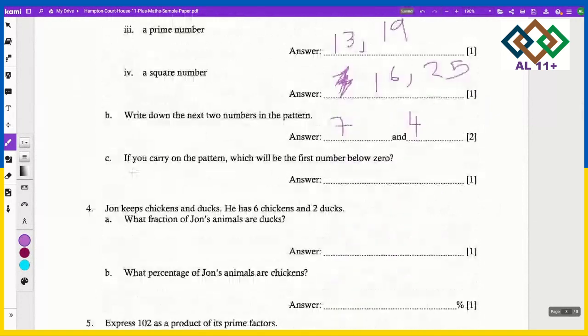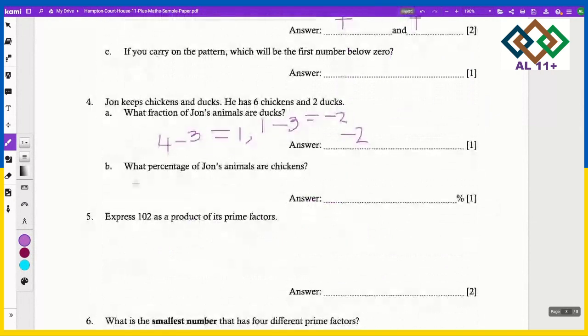And then you have, if you carry on the pattern, which will be the first number below 0. So if you do it, 4 minus 3, that's 1. Another one, 1 minus 3 is minus 2. So it will be minus 2.